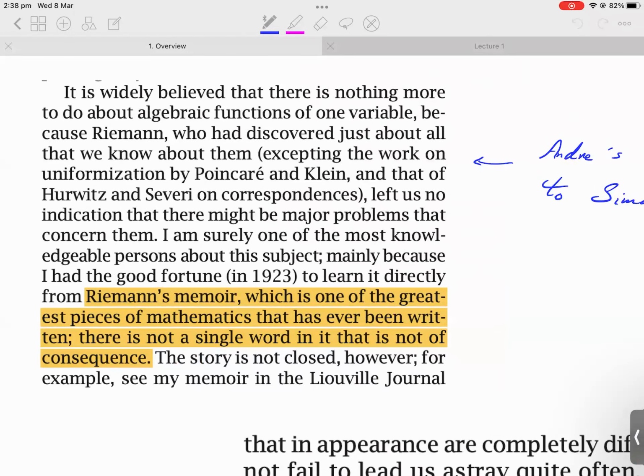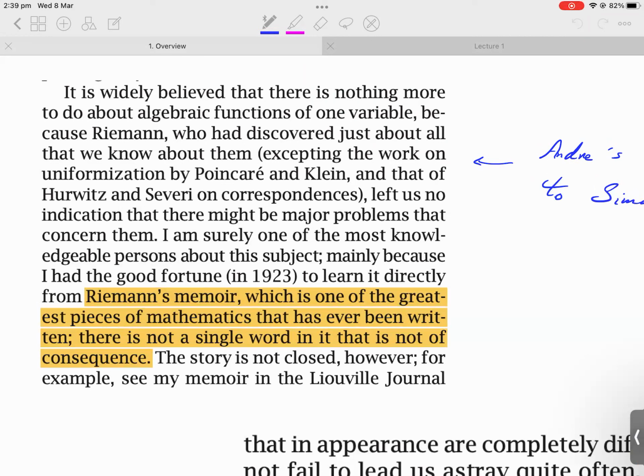It is widely believed that there is nothing more to do about algebraic functions of one variable because Riemann, who discovered just about all that we know about them, excepting the work of uniformization by Poincaré and Klein, etc., left us no indication that there might be major problems that concern them. I'm surely one of the most knowledgeable persons about this.